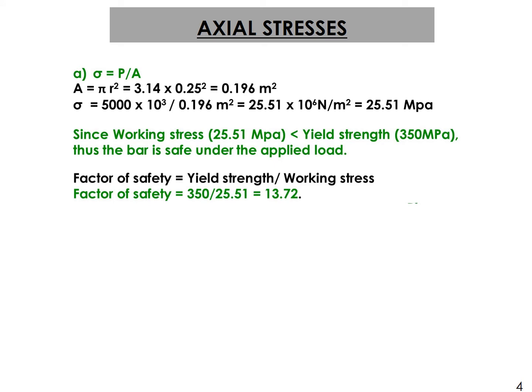Factor of safety, as we know, is yield strength upon working strength, and if the factor of safety is more than one, your member is safe. Now in this case, just for the sake of information, I'm telling you, we have 13.72. No doubt, it's very safe. But it depends on the application whether you have to consider a higher factor of safety or not. That's from the design point of view I'm talking.